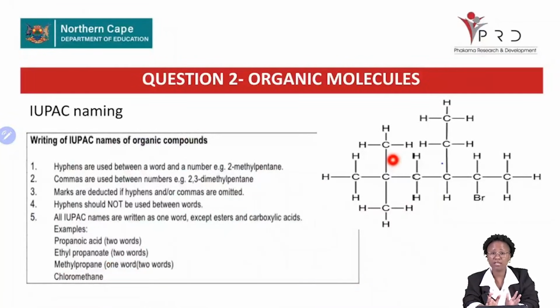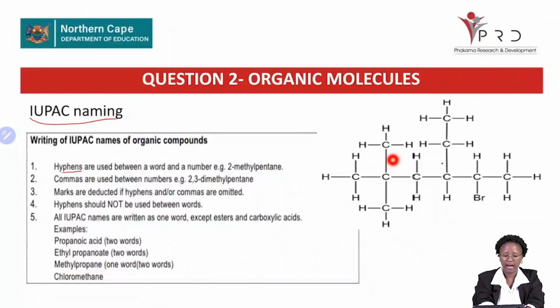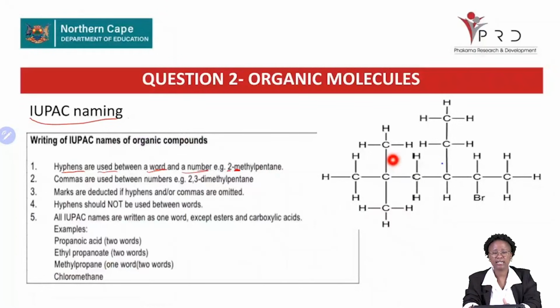The next thing, the biggest part of question 2, is IUPAC naming. Over here, we are not going to be doing a lot of IUPAC naming, but just to give you tips on how to take note of the mistakes that you are making when you are writing IUPAC names. 1, the hyphens are used between a word and a number. So all the time, between a word or a letter, this is M, and 2, between the number and a letter, there always must be a hyphen in between. So it's part of the rules of IUPAC naming.